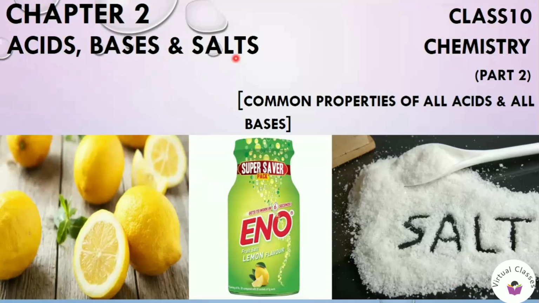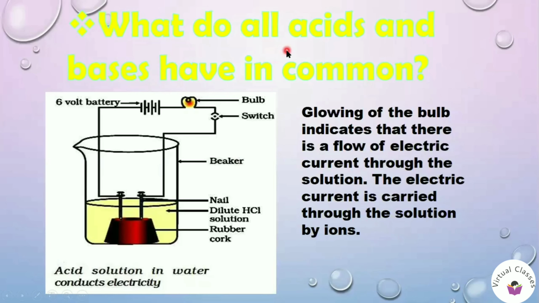Here we'll be discussing what is common between all acids and all bases. Now let's see what all acids and bases have in common. We have seen in the previous video that all acids generate hydrogen ions when dissolved in water. So, release of hydrogen ions is obviously common in all the acids. Now, we'll be looking at this activity to find whether all compounds that have hydrogen ions are acidic or not.